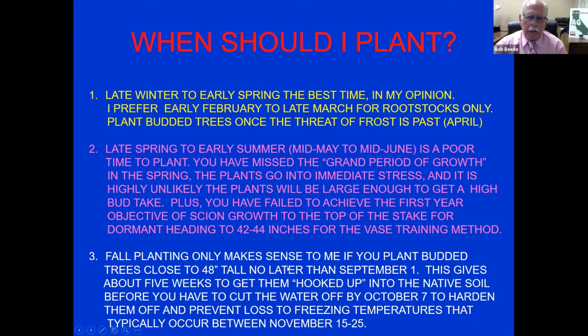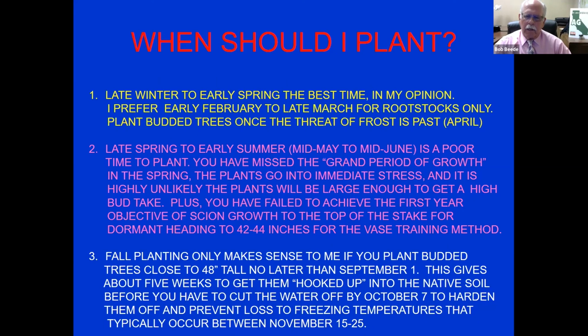Fall planting only makes sense to me if you plant budded trees close to 48 inches tall, no later than say September 1. Again, pomologically, this gives about 5 weeks to get them hooked up into the native soil before you have to cut the water off by October 7 or so to harden them off and prevent loss to freezing temperatures that typically occur between November 15 and 25. Now, can you plant rootstock on October 1? Yes, you can plant rootstock on October 1. There are people planting rootstock right now, which is October 31.